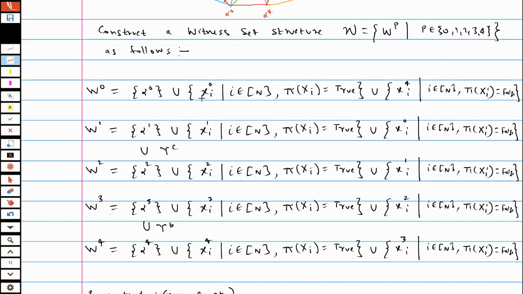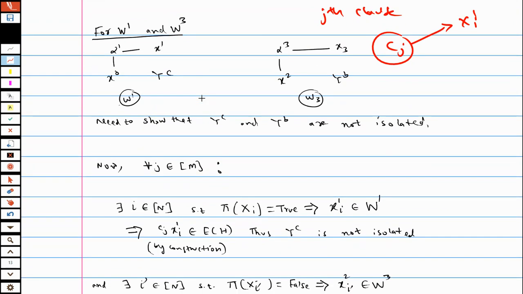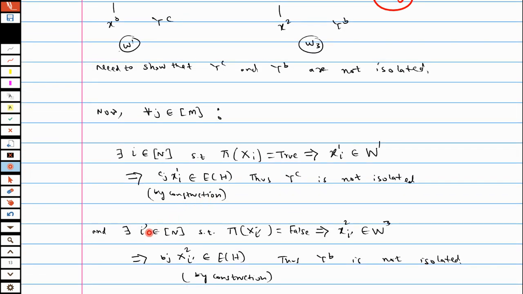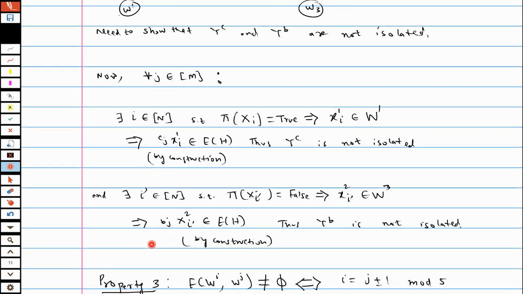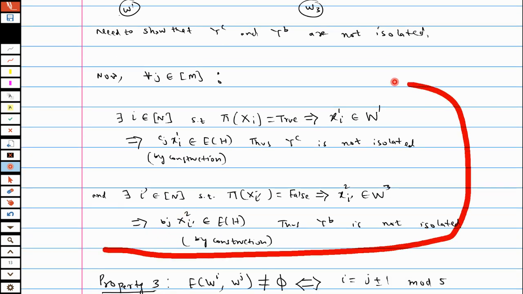So that's the argument. That's what I said: for all j's, there exists a variable such that it is set to true. So this means that xi1 is in W1 because it is set to true, and since this variable is set to true, Cj xi1 is an edge, and this implies that YC is not isolated. The same argument holds for the same clause: there is some i prime that is set to false, and this implies that xi prime 2 is in W3, and this is the point where you are using the NAE-SAT. So yeah, this is connected.